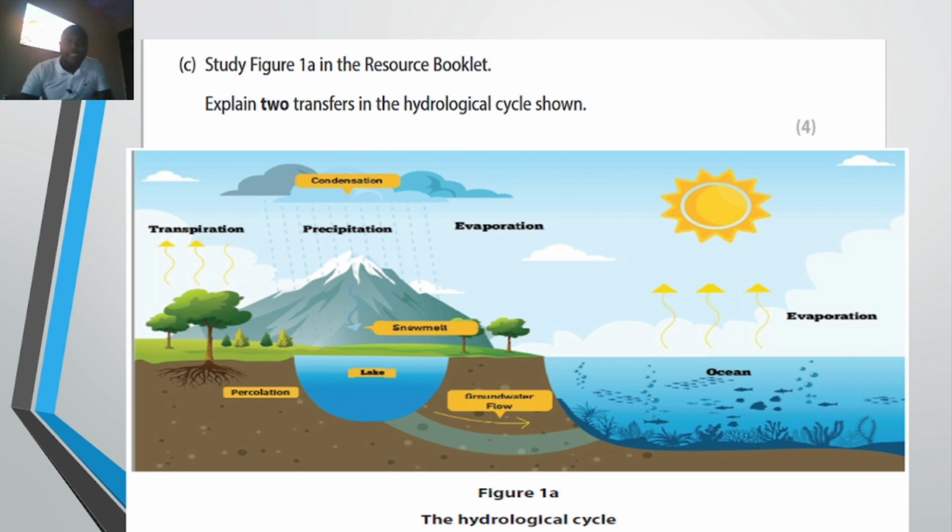We can pick any there. We can pick transpiration, we can pick precipitation, we can pick evaporation, we can pick condensation, we can pick, don't pick ocean because that's a store. Don't pick a lake because that's a store. Okay? Percolation is a transfer. Groundwater flow, that's a transfer. So we can pick any and then explain.